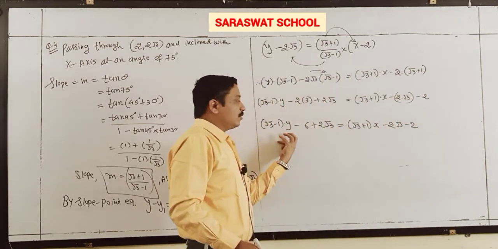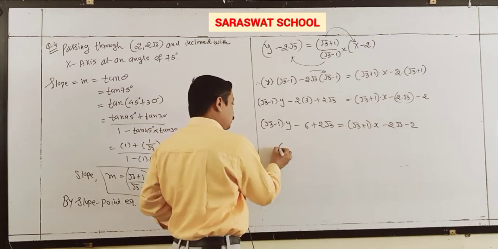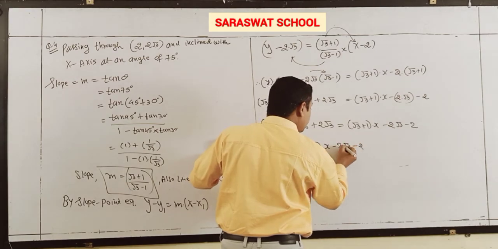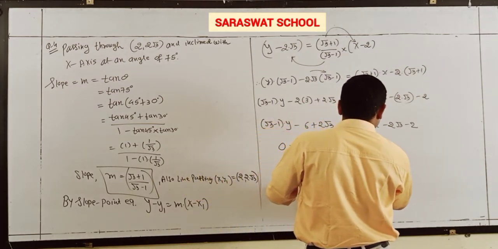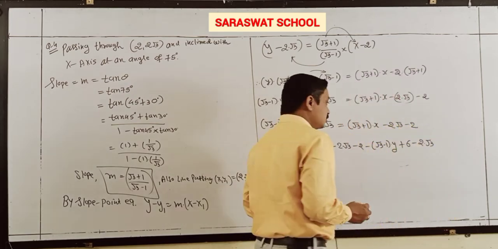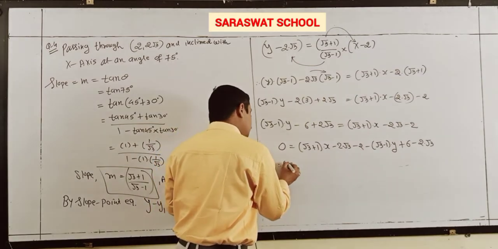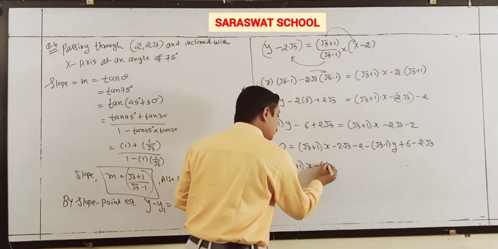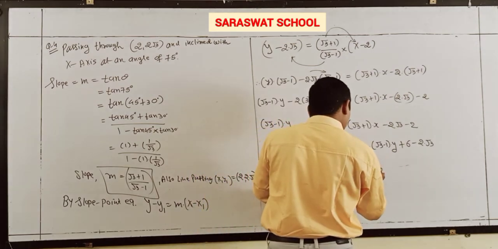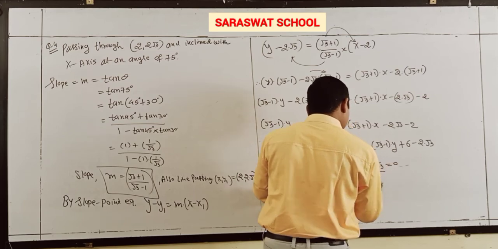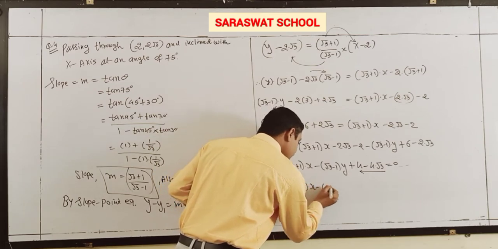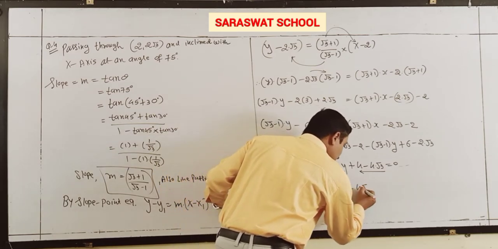Can I write all these parts from left to right sides? Here 0. It will be (√3 plus 1)x minus 2√3 minus 2, here minus (√3 minus 1)y plus 6 minus 2√3. And now you can combine: (√3 plus 1)x minus (√3 minus 1)y, 6 minus 2 is 4, and here 4√3. Students, you take these parts to the right side, then your textbook answer comes: it is equal to 4√3 minus 4.